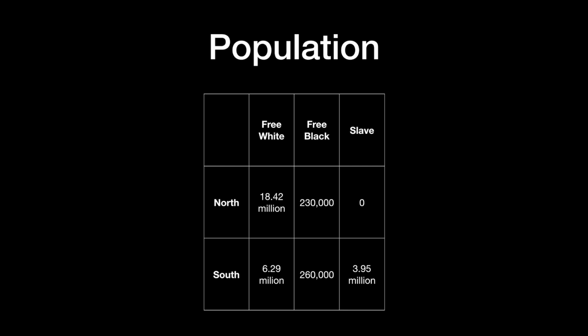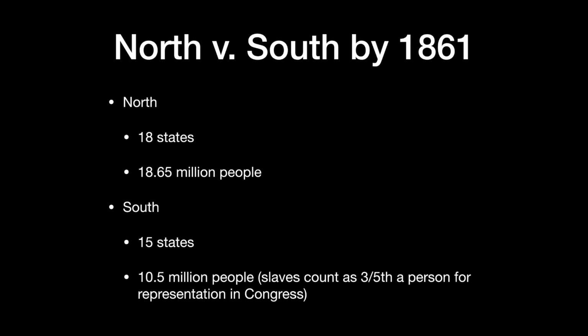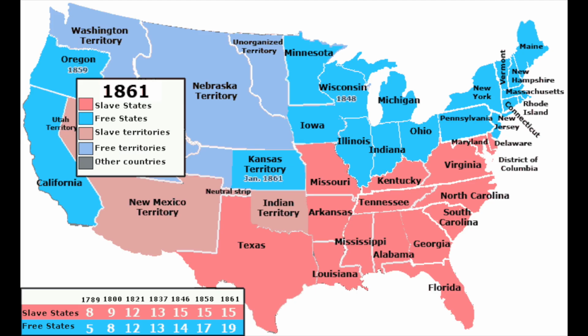By 1860, about 18.65 million people lived in the North compared to about 10.5 million people in the South. And of that 10.5 million people in the South, 6.29 million of those people were white, compared to 260,000 freed black people and 3.95 million slaves. So you can see how the North would have a much significantly stronger position in the House of Representatives and also in the Senate by the outbreak of the war.